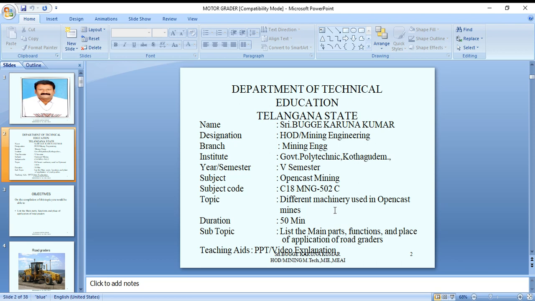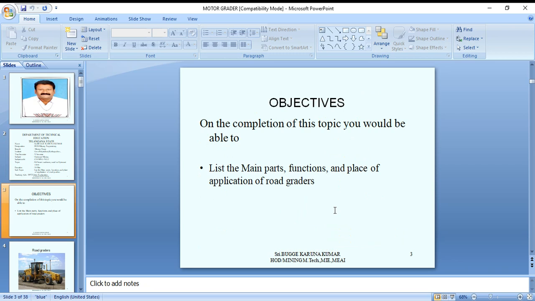The subtopic is: list the main parts, functions, and places of application of road graders. The objective of this PPT is that on completion of this topic, you will be able to list the main parts, functions, and places of application of road graders.